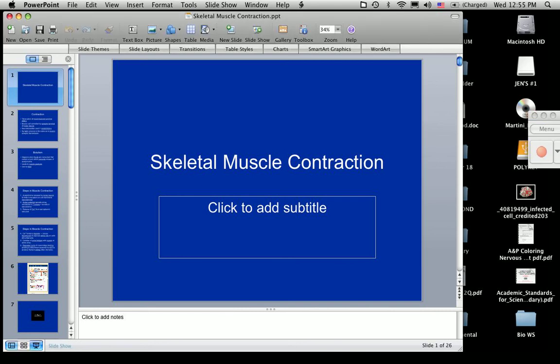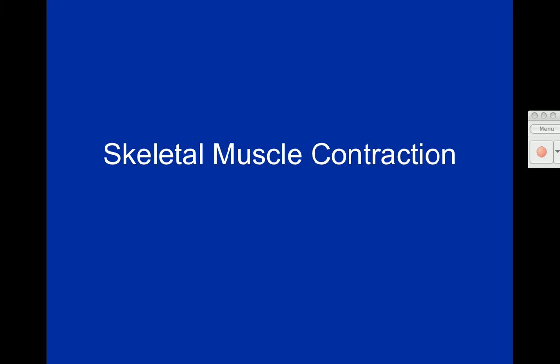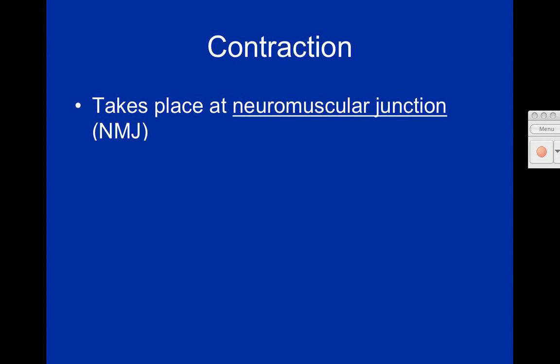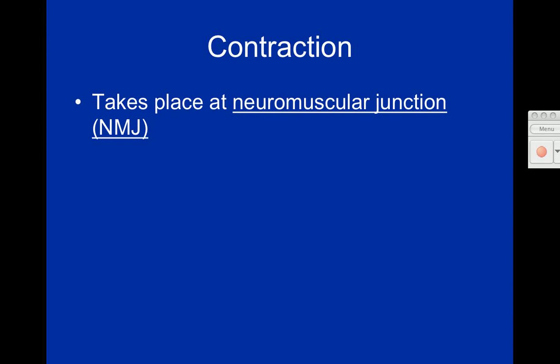All right, this one is going to be on skeletal muscle contraction. And skeletal muscle contraction takes place at the neuromuscular junction, the NMJ. Now, I will say we are focusing specifically on skeletal muscle, but this is how all muscles contract.